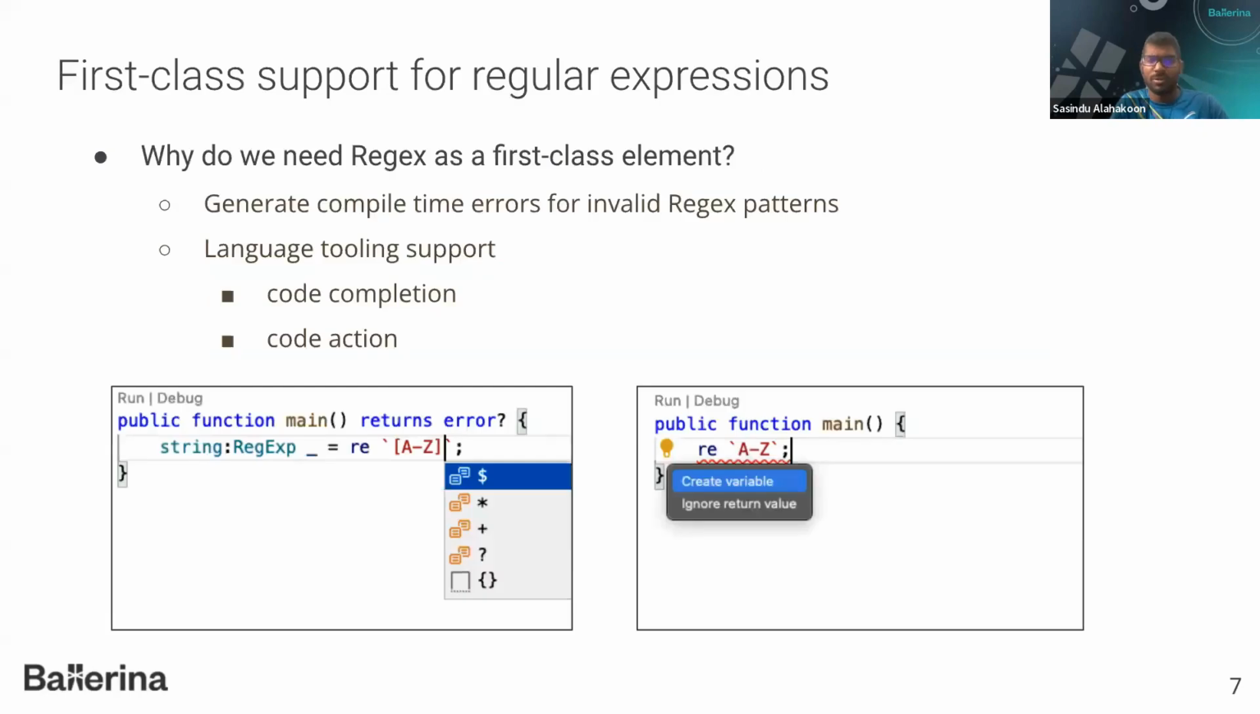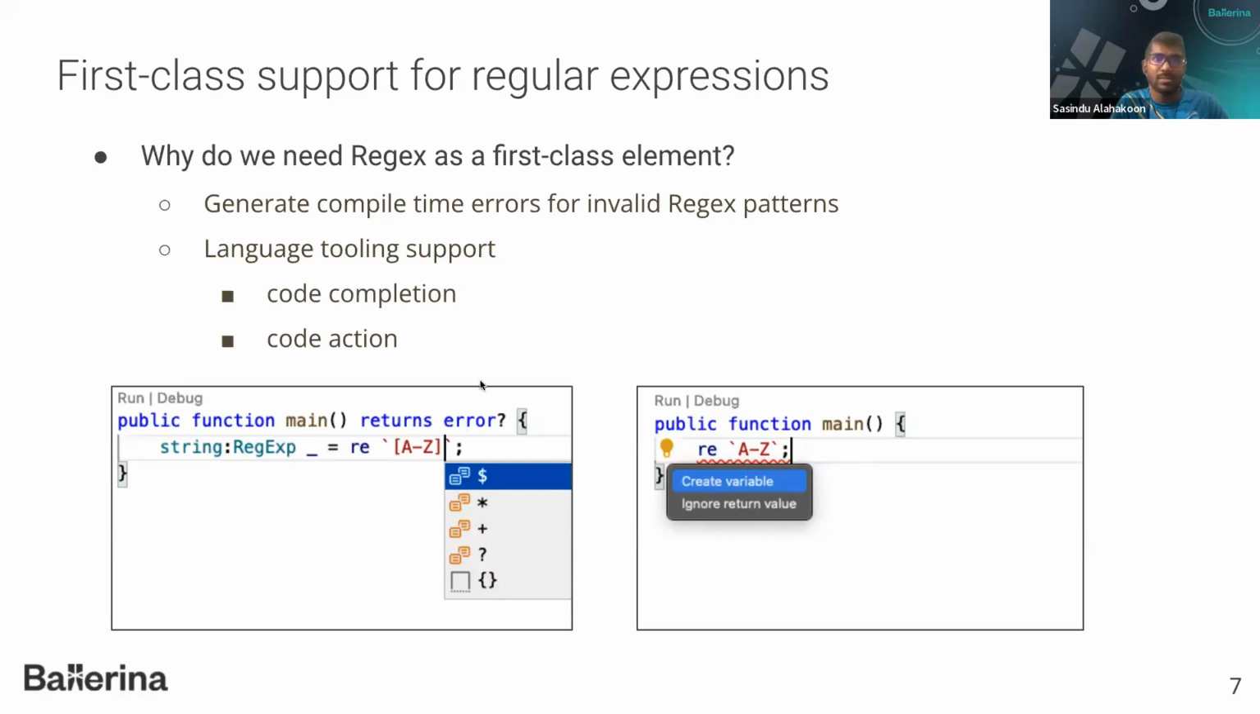From the new version, Update 5.0, regular expressions are supported as first-class elements in Ballerina. The built-in support improves user experience through compile time error detection for invalid regexes. As an example, if a user inserts an invalid character while constructing the regex pattern, Ballerina will give a compile time error.